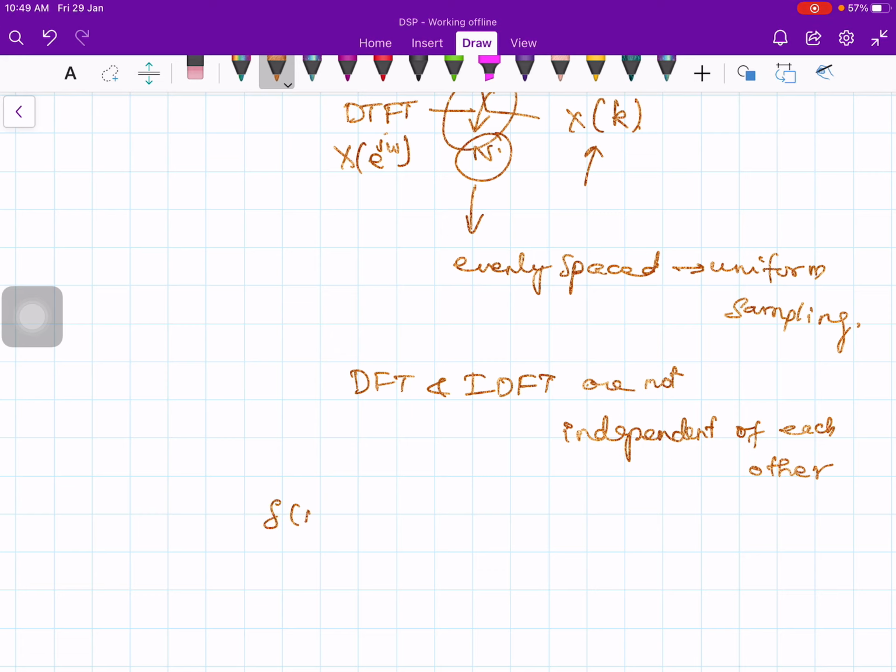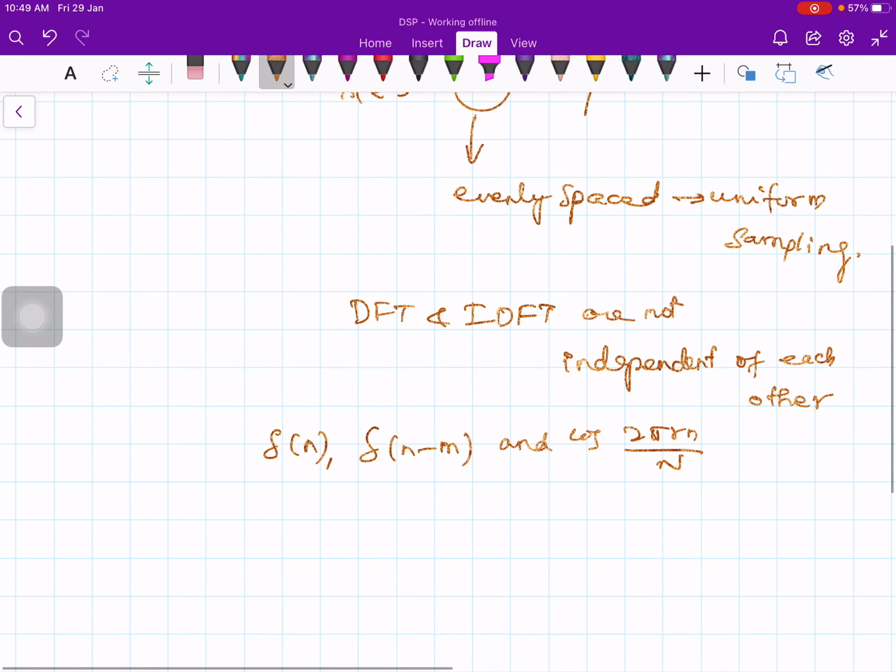We gave some examples like the DFT of delta of n, then delta of n minus m, and cos of 2 pi r n divided by capital N. Then we said that DFT is useful and important because of FFT, which itself is not a new transformation, it is an algorithm for computation of the discrete Fourier transform.